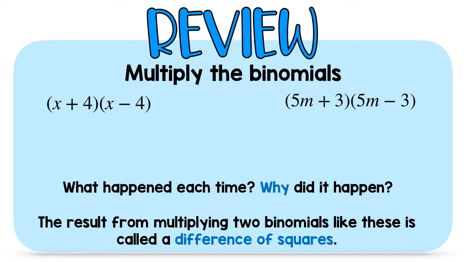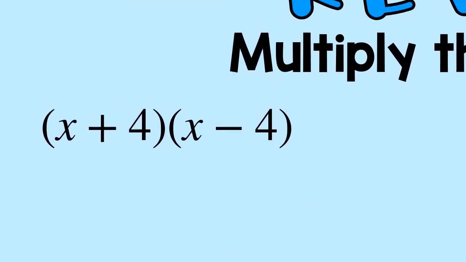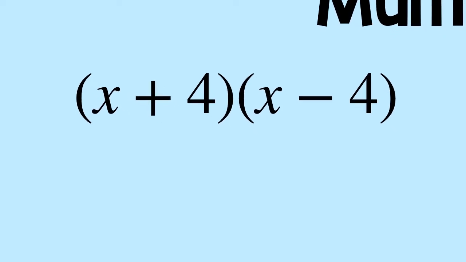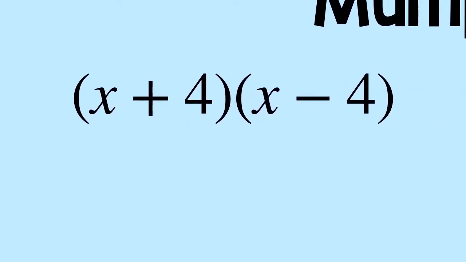We're going to start by reviewing something we already know how to do. So we are just going to multiply these binomials. This is something we learned a few weeks ago. And remember, to multiply binomials, a binomial is something that has two terms. So this has two terms, this has two terms, and we're going to multiply these. And the way that we do that is basically just the distributive property.